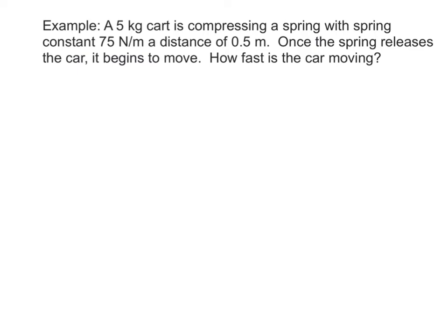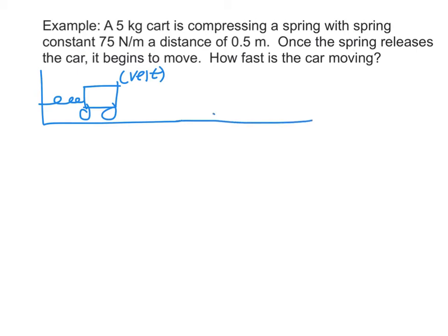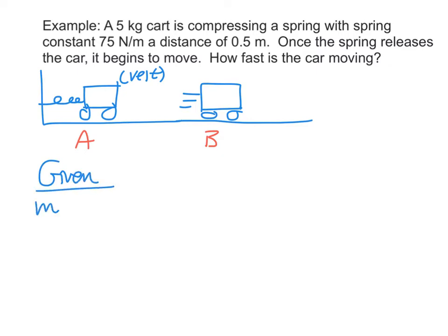So our diagram. You've got a spring compressing a cart. The cart is at rest. And then the spring releases the cart, and the cart begins to move. I'm going to label this A and label this B. So looking at the steps, you're drawing your diagram, making sure to label A and B to show initial and final states. Given information, we know that the mass is 5 kilograms.